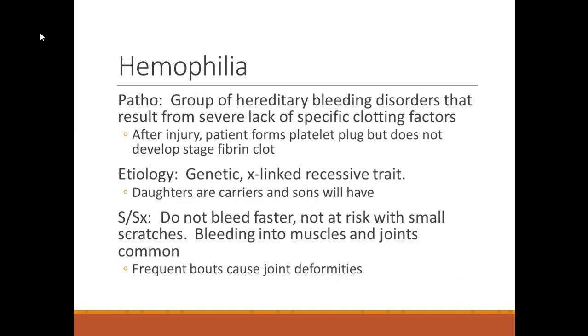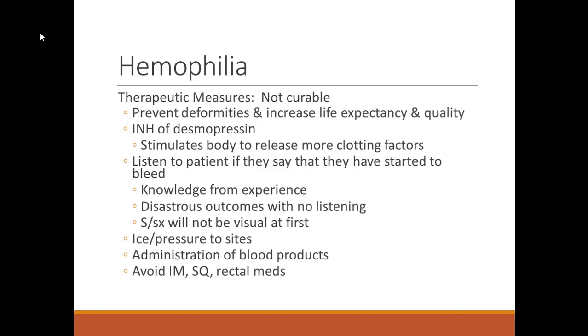They need to notice bleeding, signs and symptoms of bleeding right away. These people don't bleed faster, and small scratches aren't a big issue. But what happens is they start bleeding into their muscles and in joints, and that's where the issues come. That's where the joint deformities come. 80% is classic hemophilia, and like 15% is called Christmas disease. Not a very nice Christmas present.